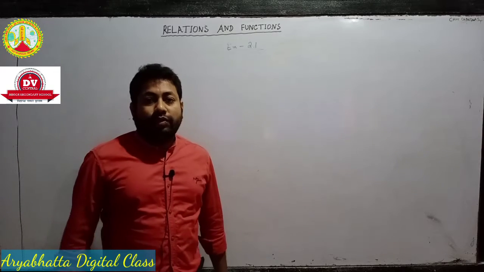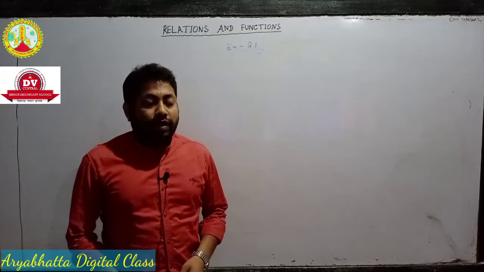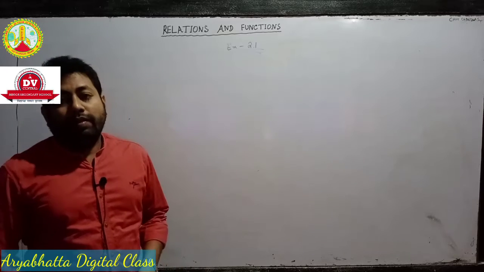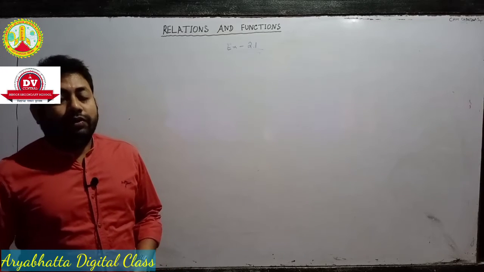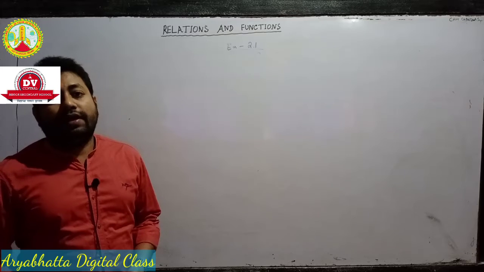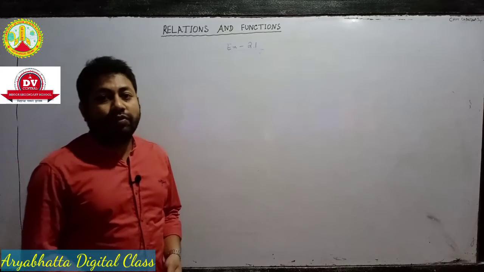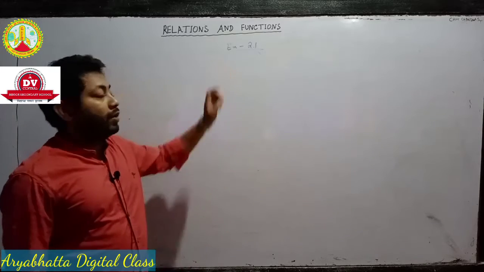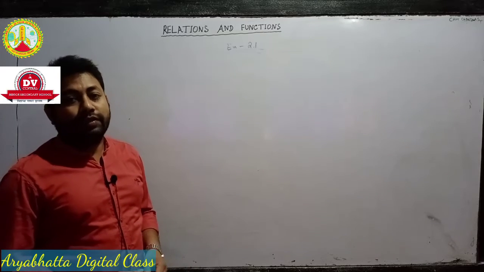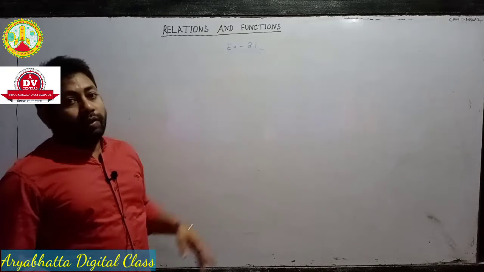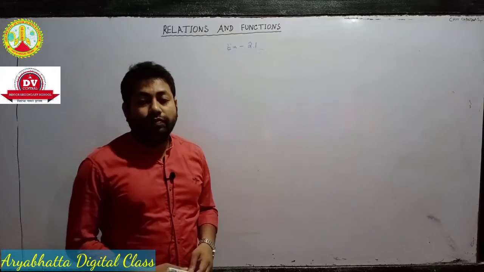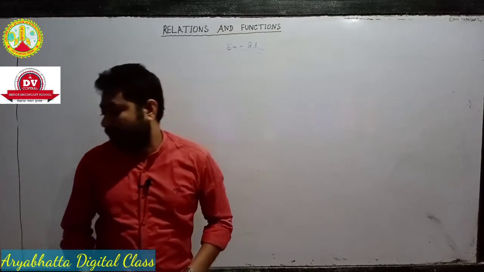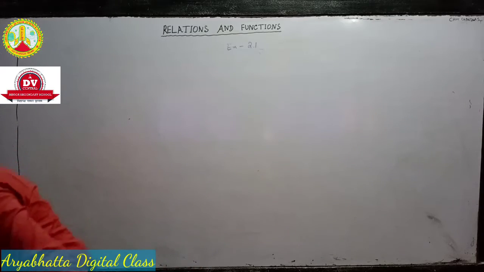In the previous class we learned about ordered pairs, equality of ordered pairs and Cartesian product. Today in this class we will discuss some numerical problems from exercise 2.1. We have already discussed questions 1 to 5. Now we will discuss from question number 6. So let's start.